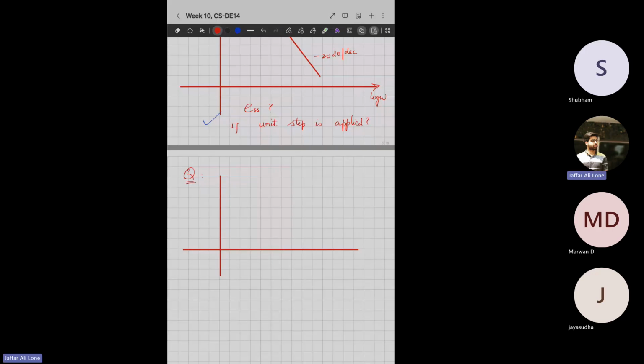So basically, you are given something like this. Your initial slope is given as minus 40 dB per decade. And this is given as 0. Let's not confuse. What we are given is, carefully read the question, carefully see the question.